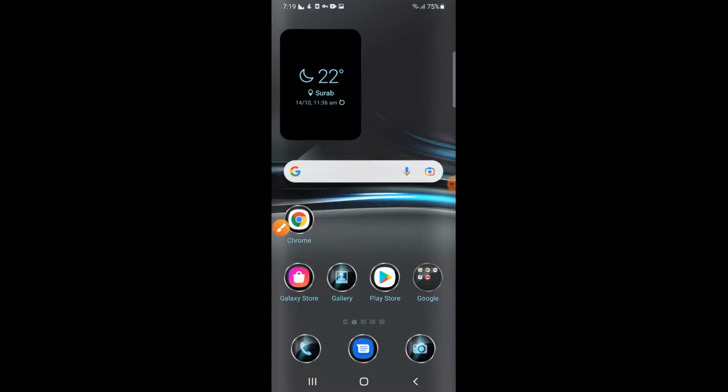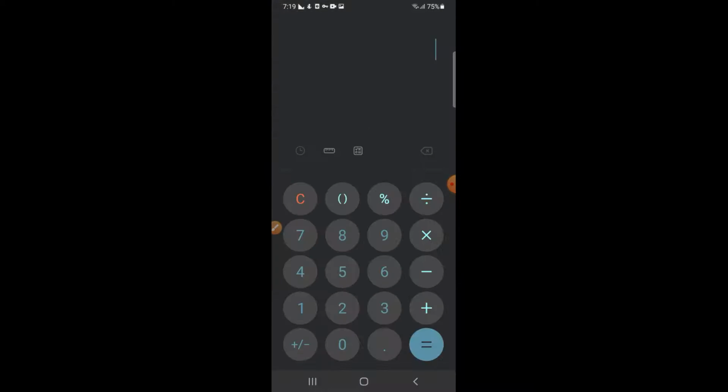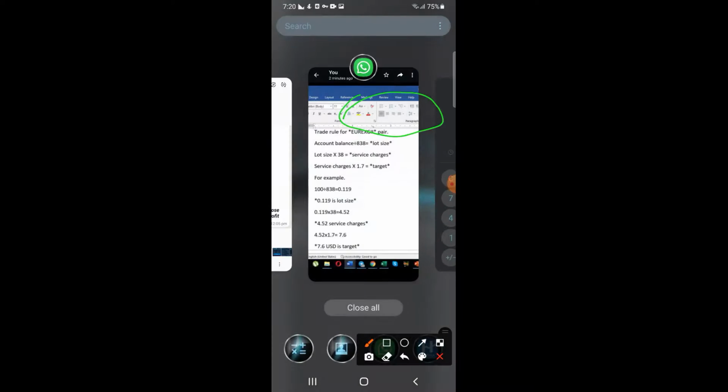First I am opening a calculator. My balance is 453, divided by 838. My lot size is what? 0.5. This is my lot size for trade. First you must do this. This is your first step. And how do you start your trade according to this lot size? See.